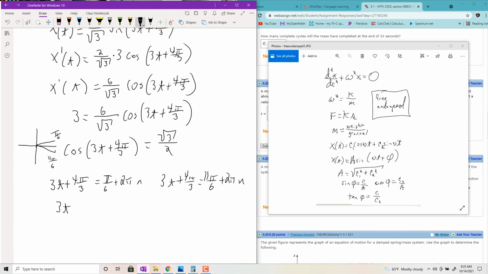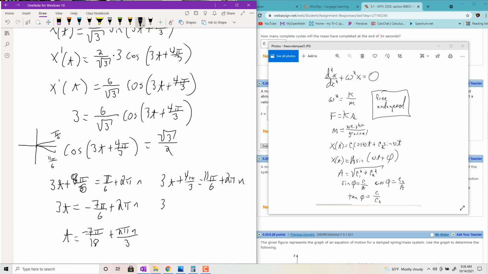So 3t will be, 4 pi over 3 is the same as 8 pi over 6. So you're going to end up with negative 2 pi over 6 when you move that over. Is that right? 4 pi over 3 is 8 pi over 6. Yeah. So you're going to end up with, rather, negative 7 pi over 6. There we go. That sounds better. Plus 2 pi n. Divide both sides by 3. You get t is negative 7 pi over 18 plus 2 pi n over 3. So that's one set of solutions.